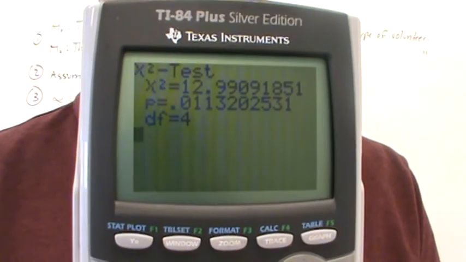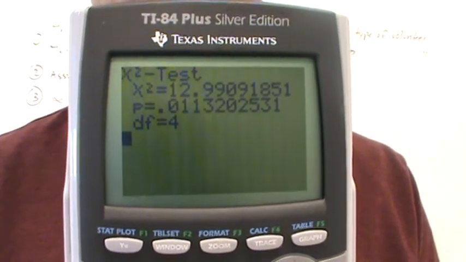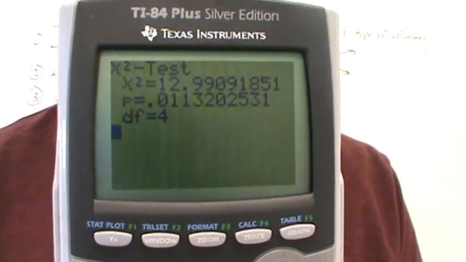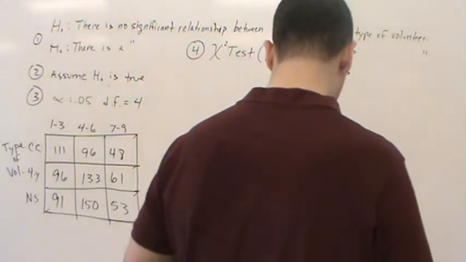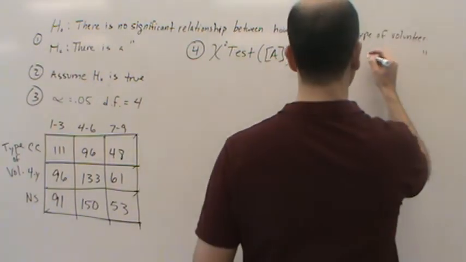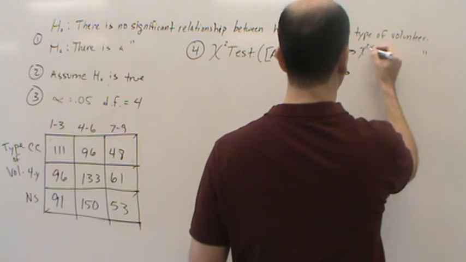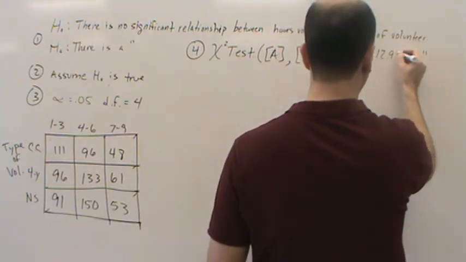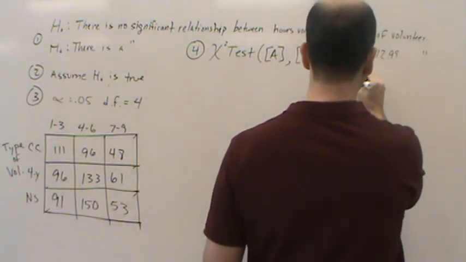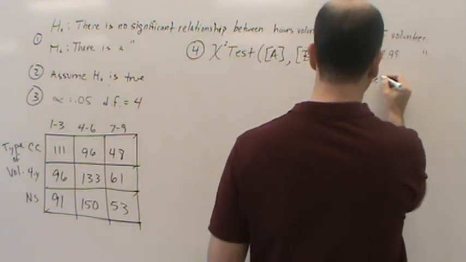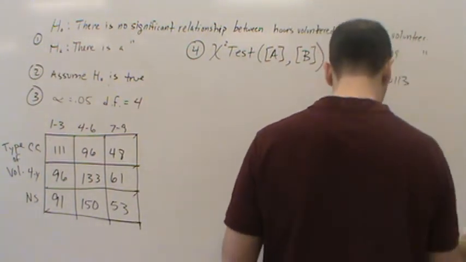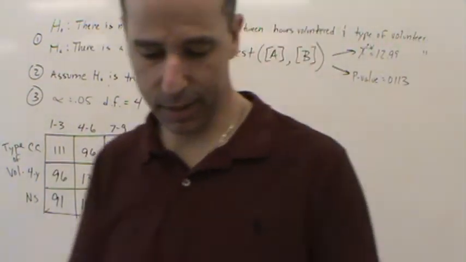And now look, I get 12.99 for my chi-squared value and 0.0113 for my p-value. So now I'm going to write that down. So my chi-squared star is 12.99, right? And my p-value is 0.0113.